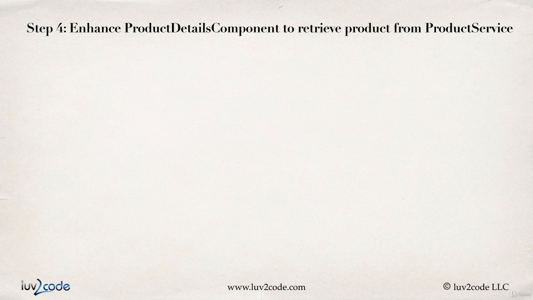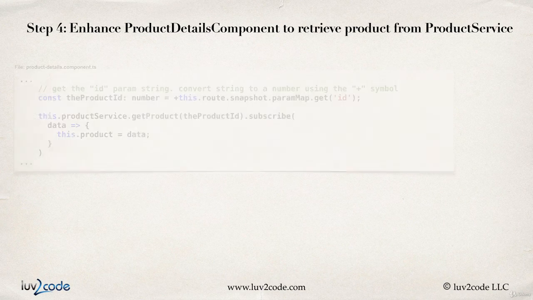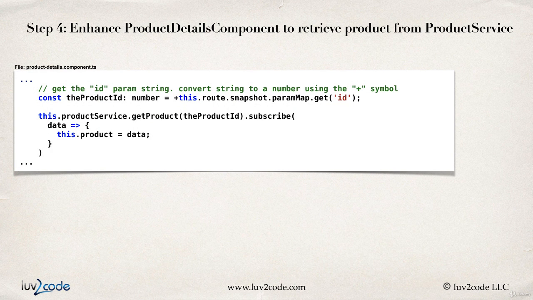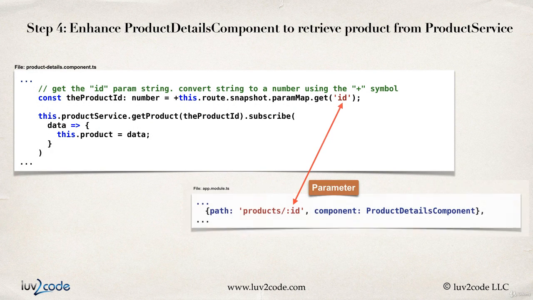Then in step four, we're going to enhance the product details component to retrieve the product from the product service. So the first thing we do is we get the ID parameter string. We do that by saying paramMap.get('id'). And remember, we set up this given parameter name based on the app module TS when we set up the given route. And then we do the normal stuff here of converting the string to a number using the plus symbol. So finally, on the left-hand side, we'll have const theProductId, which is a number, is assigned to this given value.